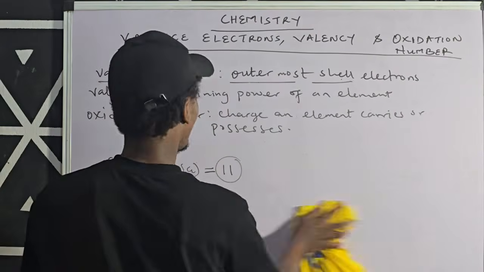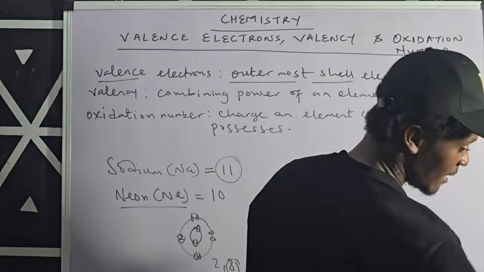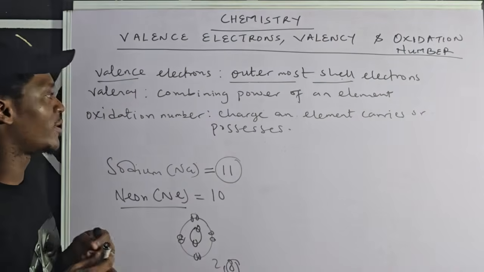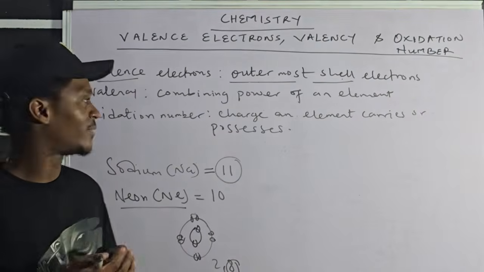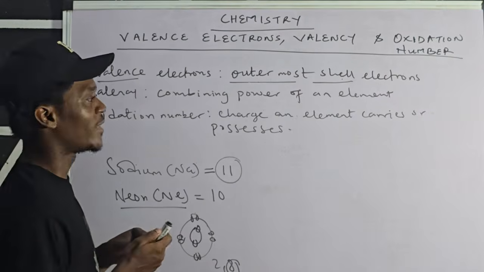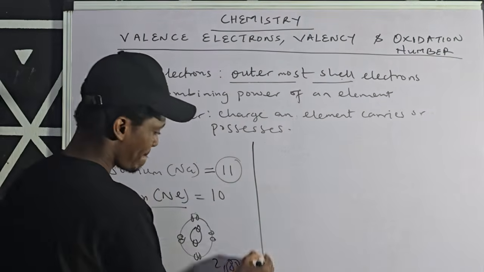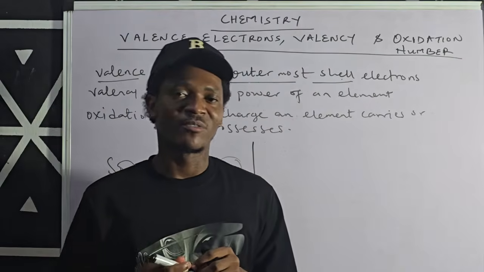Valency simply is the combining power of an element. But if a student is being asked to explain that, I guess it will be kind of challenging. But let me break it down. If I say valency is the combining power of an element, that's the conventional way of saying it.